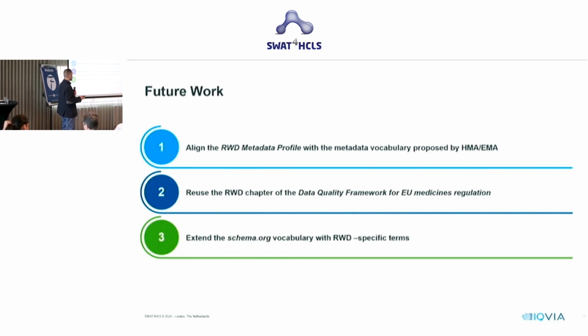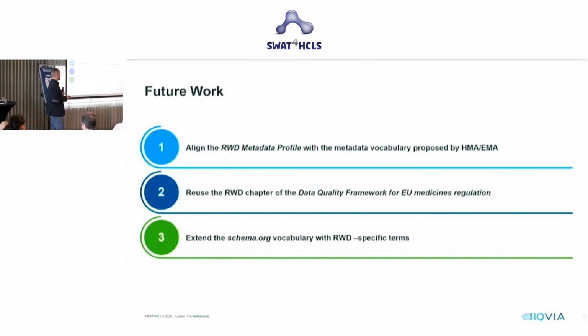First of all, the alignment of the profile with the metadata vocabulary I mentioned before, the one proposed by the European Medicines Agency. Also, a second line of work could be to reuse the real-world data chapter of the data quality framework to describe quality aspects of both data and metadata. The third one is about the extension of schema.org. We could consider extending this vocabulary by adding real-world data specific terms. In this case, we can leverage the experience of schema.org, but also some of the mappings that we are proposing in the DCAT specification.